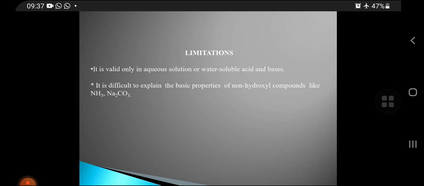Another limitation is explaining the basic properties of non-hydroxyl compounds like ammonia and sodium carbonate. In Arrhenius theory, an acid is a substance that gives H plus ion in aqueous solution, and a base produces OH minus ion in aqueous solution. So is sodium carbonate an acid or a base? We do not know from this theory. This is the limitation of Arrhenius theory.